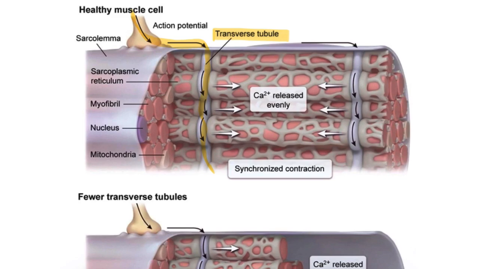The T tubules are closely associated with the sarcoplasmic reticulum, which stores calcium. When the action potential reaches the sarcoplasmic reticulum, it triggers the uniform release of calcium ions across all the myofibrils. This even calcium release causes a synchronized contraction of the entire muscle fiber, leading to smooth and effective movements. Okay, so this is the synchronized contraction. The calcium ions are released evenly, then the muscle will contract. Okay, so this is about the healthy muscle cell.